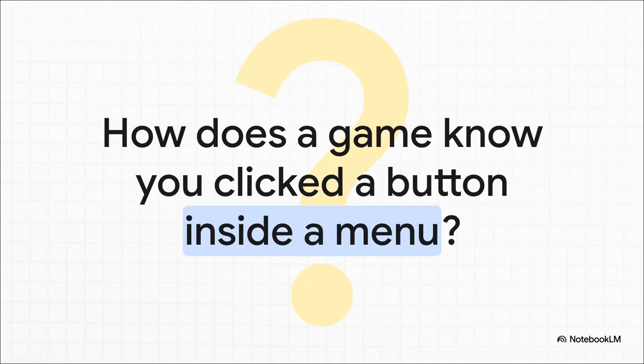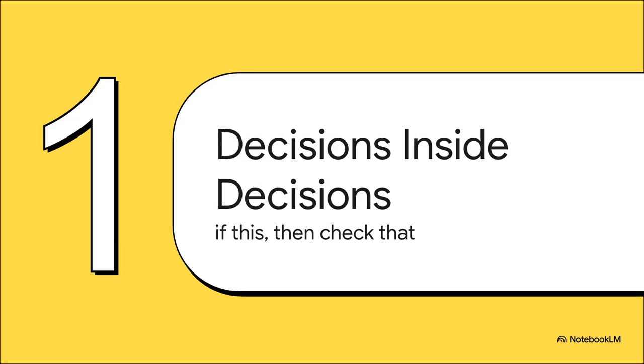You're playing a game, you open the settings menu. That's the first decision the game has to recognize. Then, inside that menu, you click the save button. That's a second decision. It's a decision within a decision, and by the end of this, you'll know exactly how to code it. So how do we actually build logic like that?